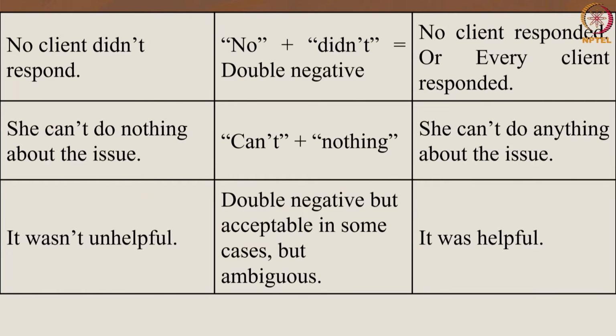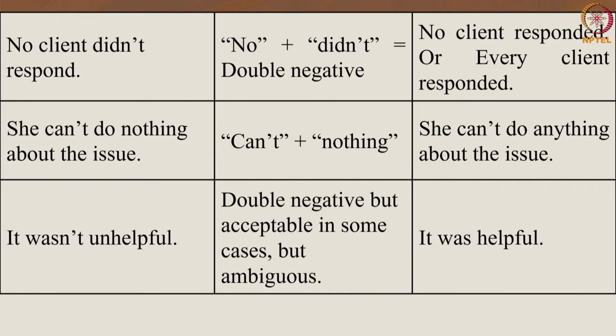Next one. No client didn't respond. No plus didn't, it becomes double negative. So, no client responded or every client responded. Next one. She can't do nothing about the issue. So, can't plus nothing, double negatives. She can't do anything about the issue.